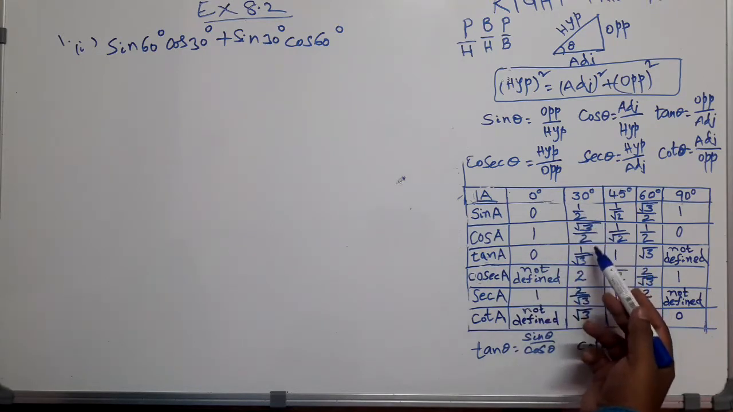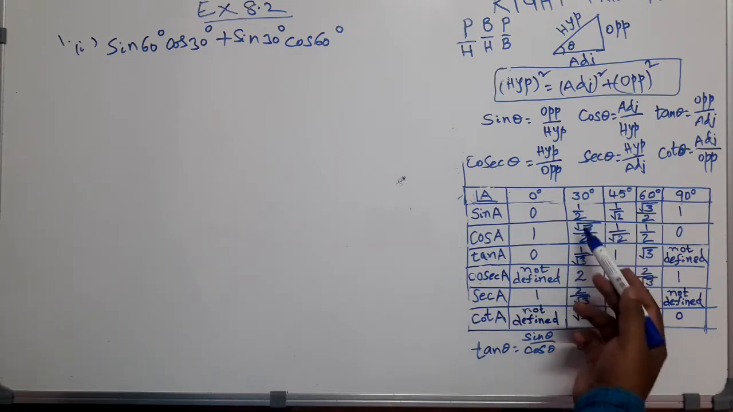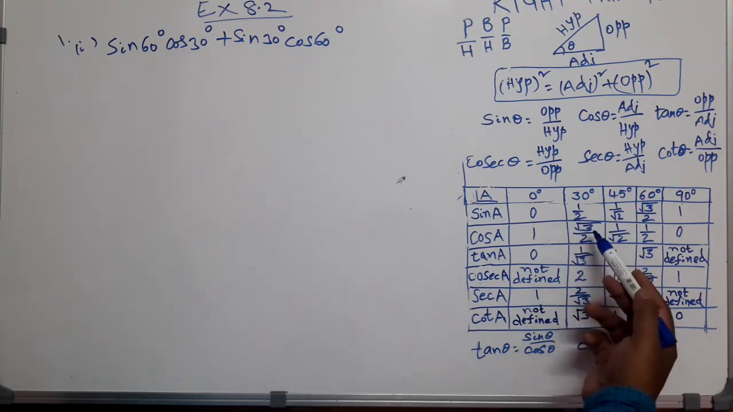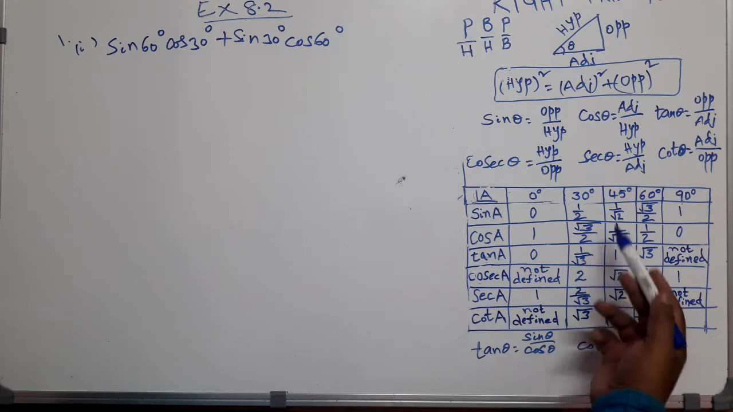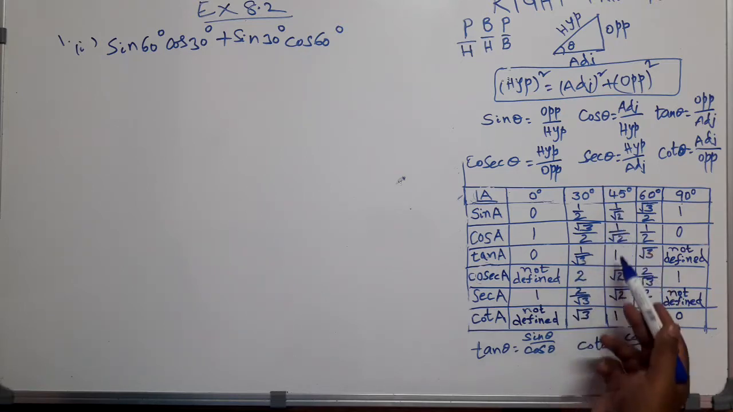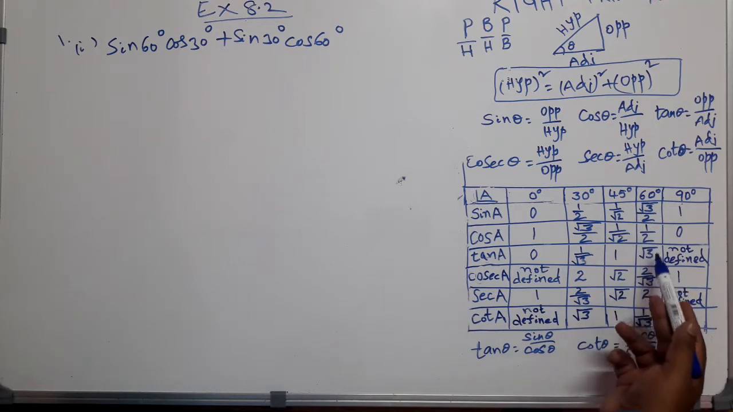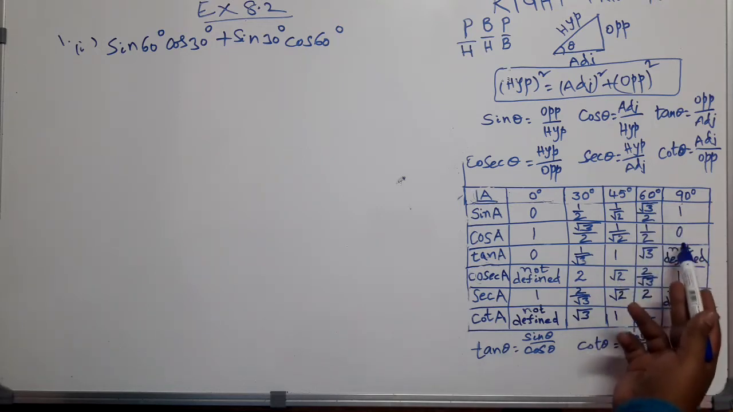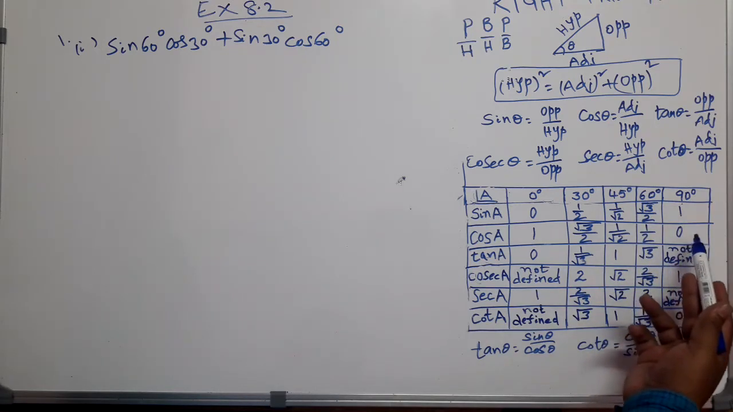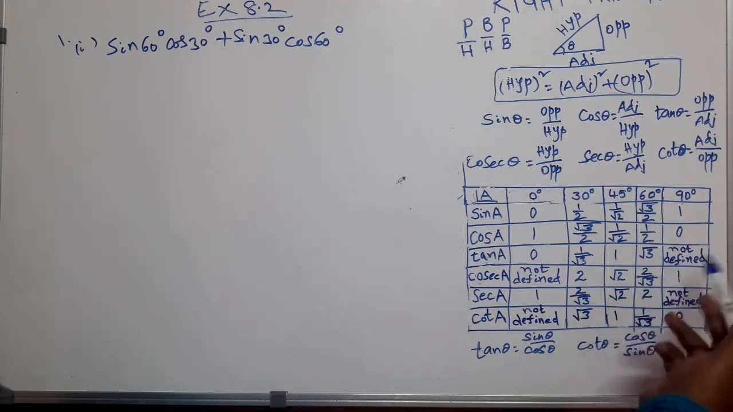1 by 2 divided by root 3 by 2: both denominators are equal here, so if you divide, the denominators get cancelled. 1 by root 3 will be remaining. In the same way, because these two are equal, the ratio is 1. In the same way, cancel the denominators, you will get root 3 by 1, that is root 3. Here 1 by 0. In a ratio, if the denominator is 0, that ratio is not defined. So tan 90 degrees is not defined.